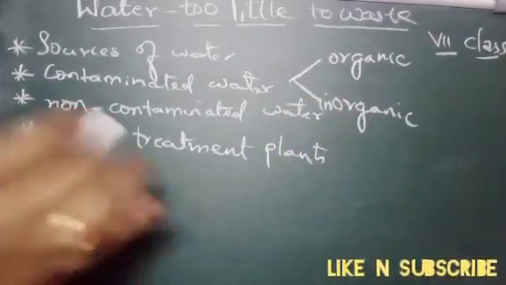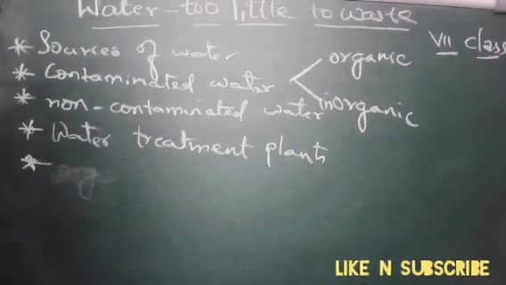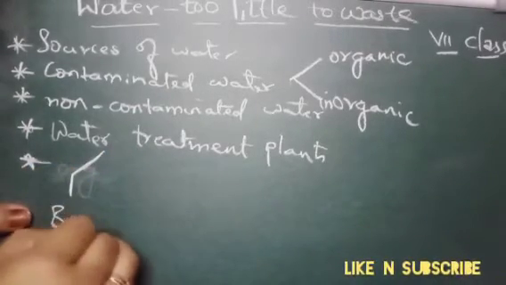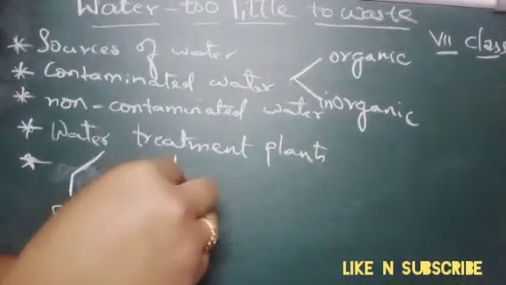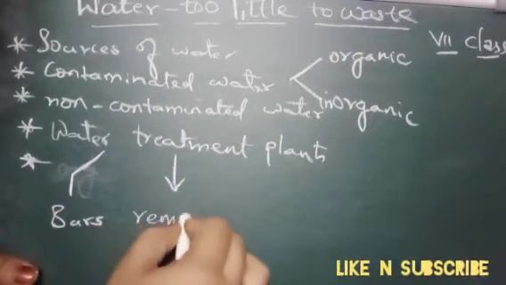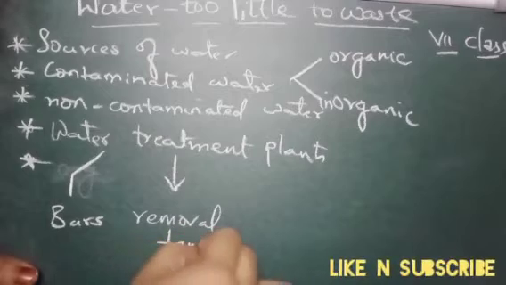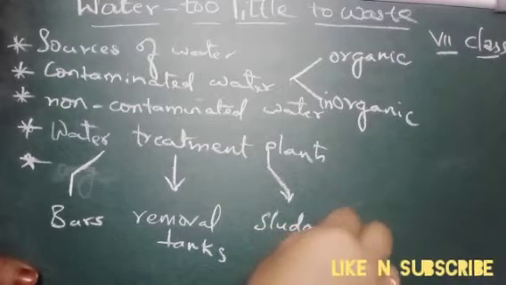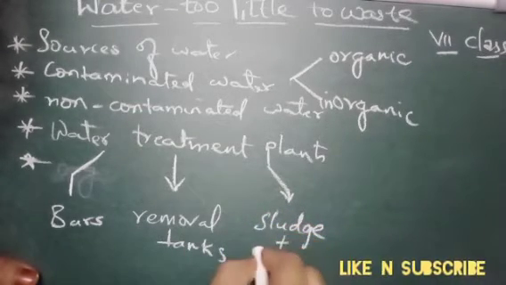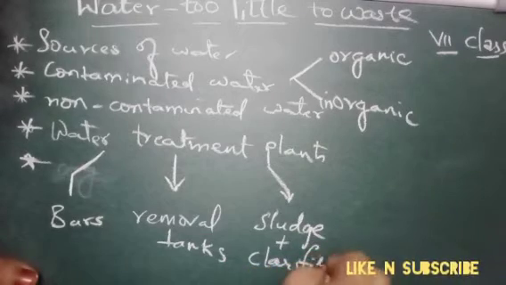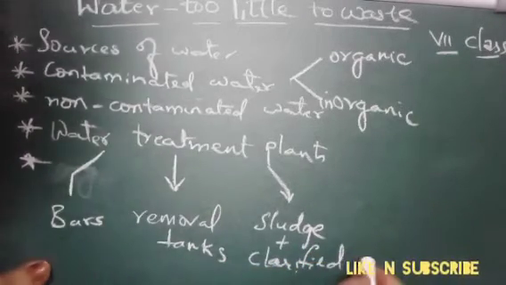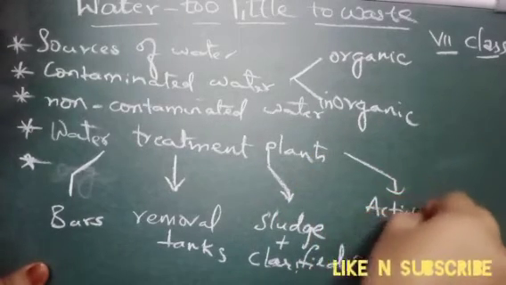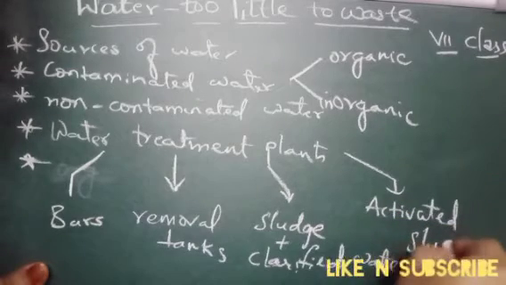Then in water treatment plants we learned about different types of treatment. One of them was the bar: we used bars to remove the waste. Second, we used a removal tank. Then in one more case we used sludge: we removed the sludge to separate it, and separated the clarified water. Then we used the activated sludge. So all these things we have learned.